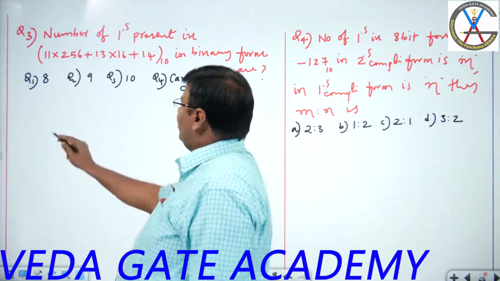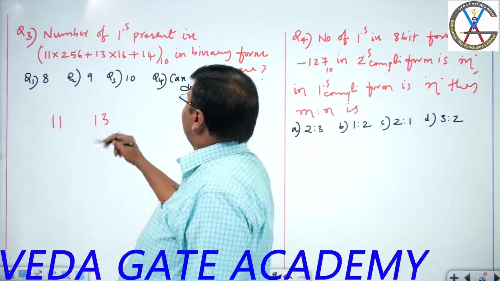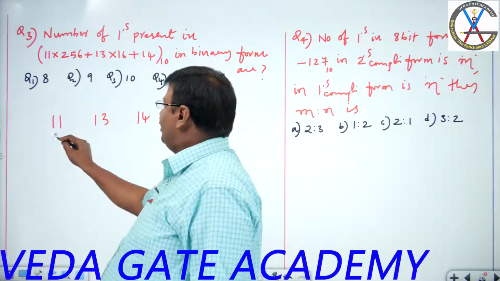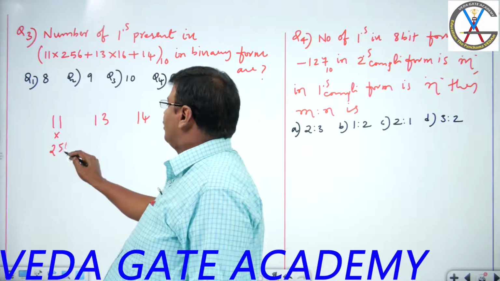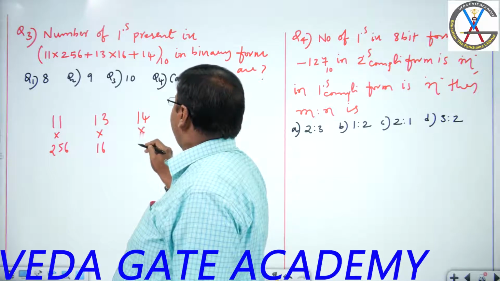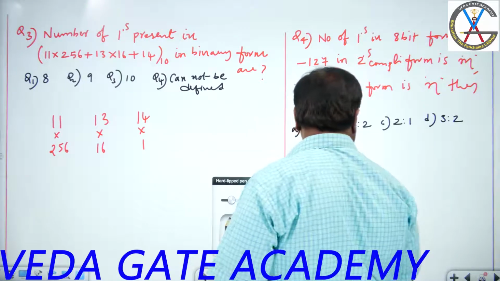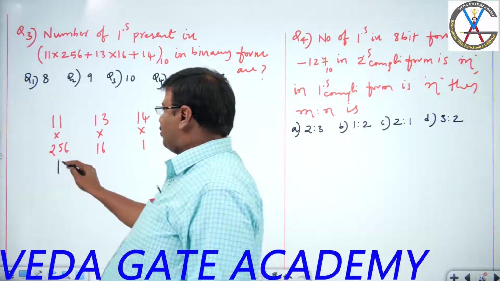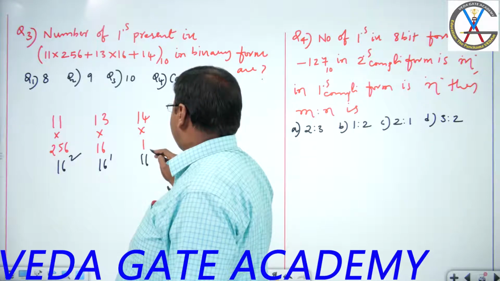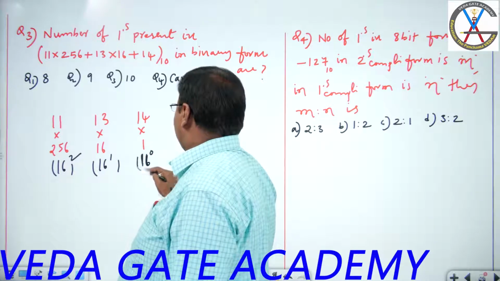Here, 11, 13, 14. Can I write it like this? Into 256, into 16, into 1, can I? Yeah, I can. Next step. 256 is 16 square. And this is 16 power 1. 1 can be 16 power 0. I can write it like this.